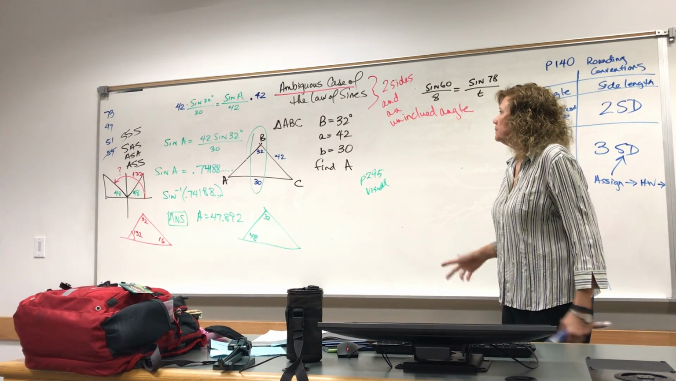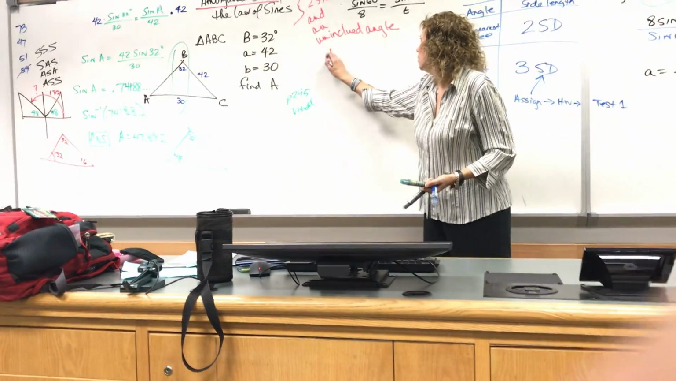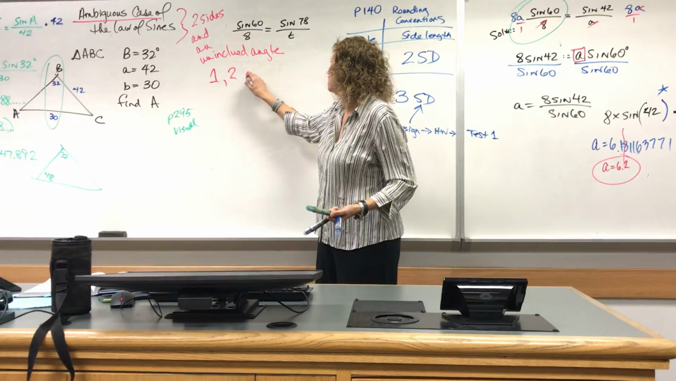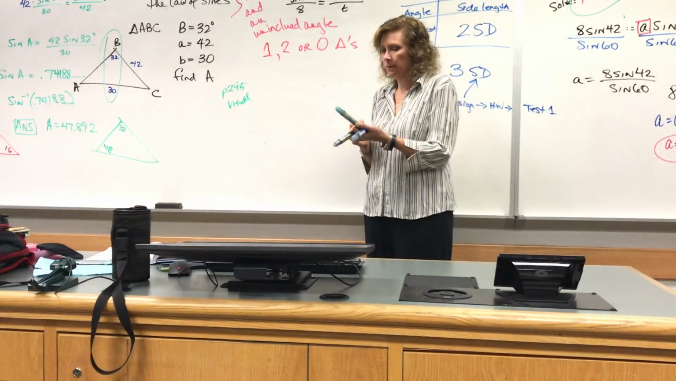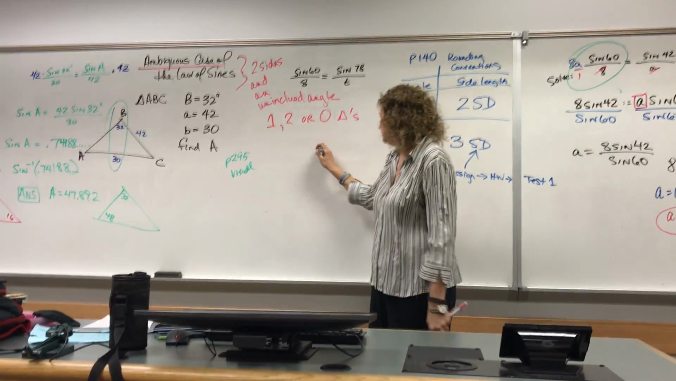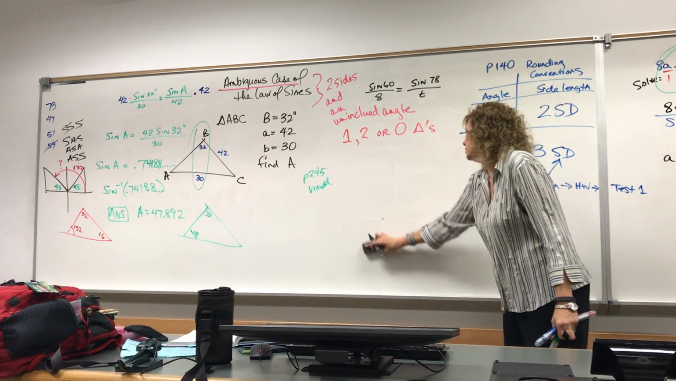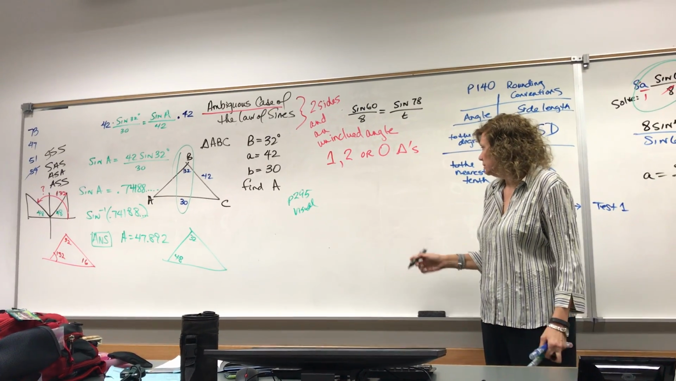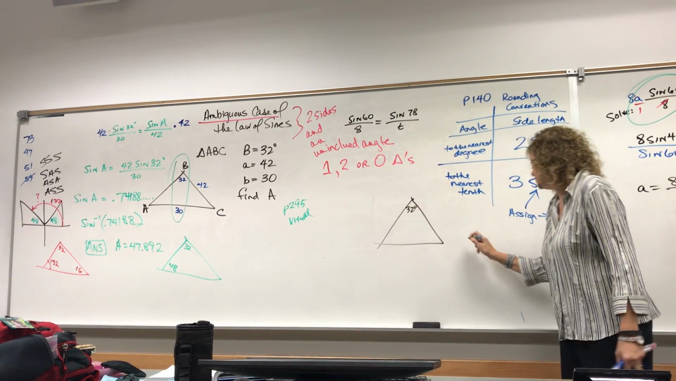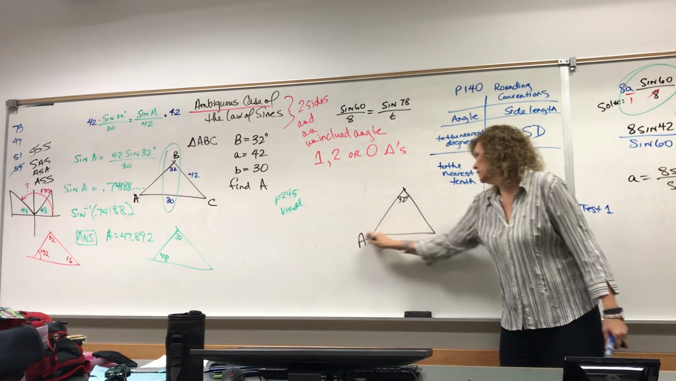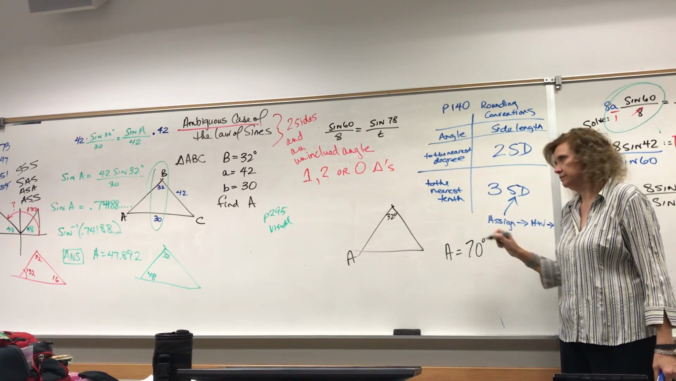Okay. So now we could actually get 1, 2, or 0 triangles. Here we got 2. When could we possibly get 1? Suppose we did all this. So we have 32 here, and you do all this stuff, and you're solving for angle A, and you end up with angle A is 70 degrees.